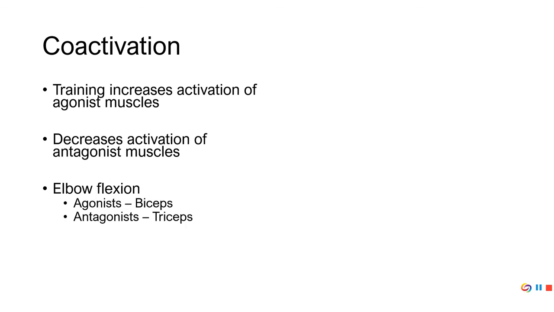An example of this is elbow flexion. My agonists are the biceps. My antagonists are the triceps. So if I've done resistance training, I'm going to really be able to activate those biceps, and I'm going to turn off the triceps. Ultimately, this leads to a greater force production.